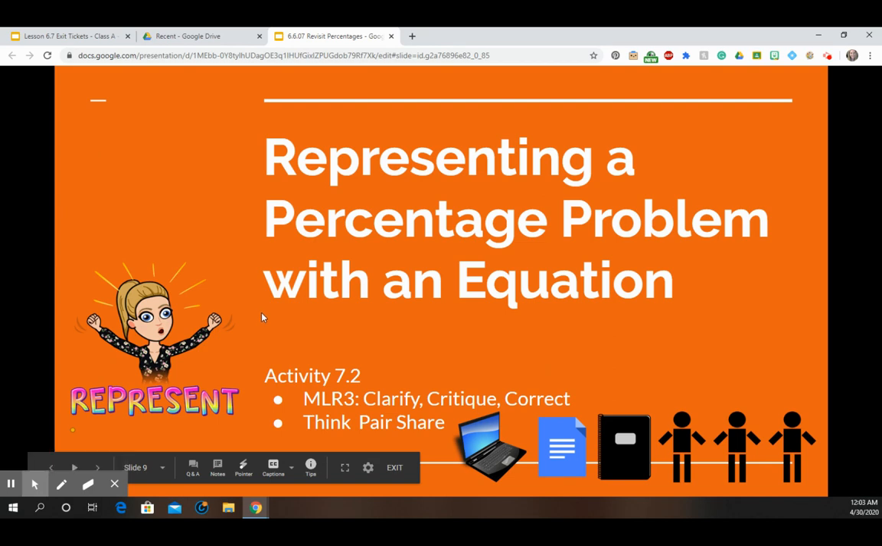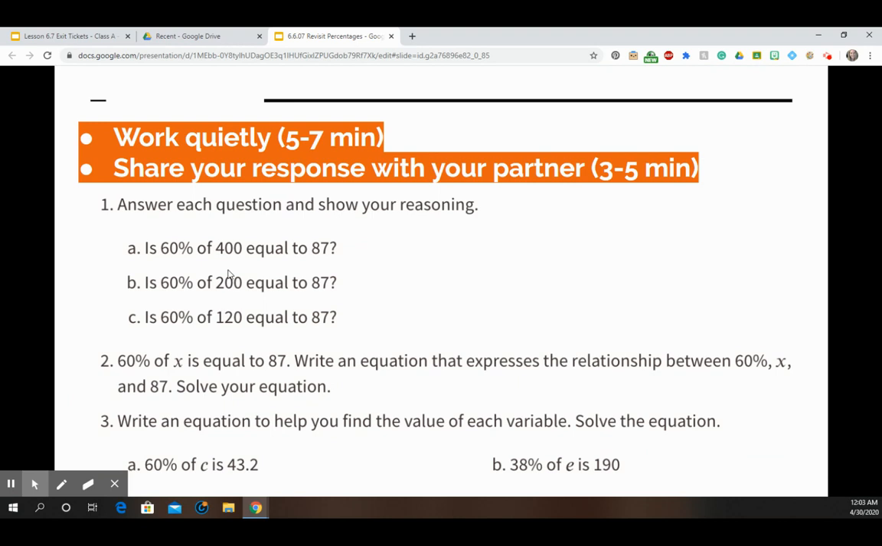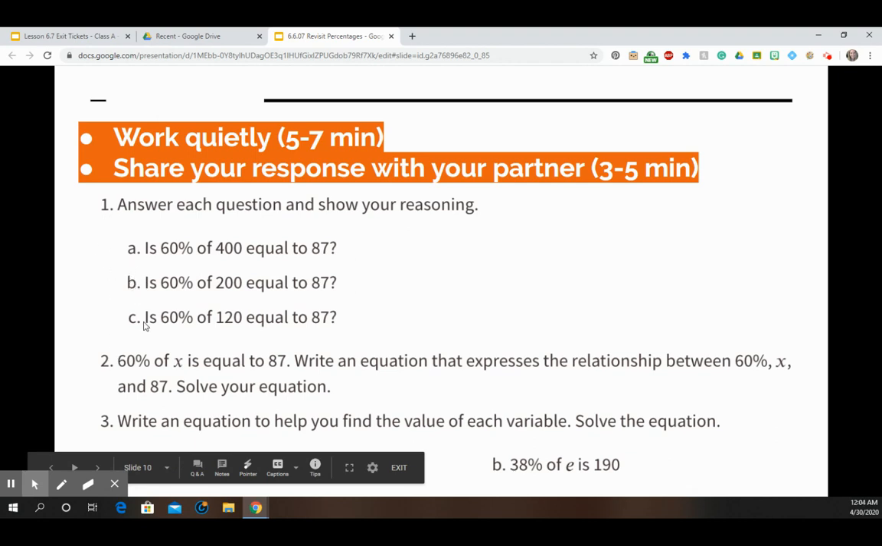Now we're going to work on representing a percentage problem with an equation. Think about what you've learned about percent to help you solve these problems. I'll start it off with you and then give you some time to solve. You're not going to share your response with a partner, but work and solve as many of these as you can. I'll help you check part A, and then I want you to go through and do 1, A, B, and C. This is not multiple choice, you just do each part. Then 2, 3, A, and B. Let's go over part A together.